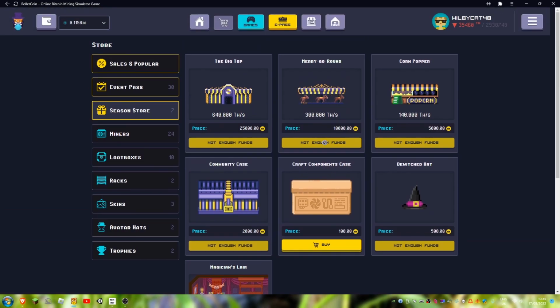I'd save up as much as you can until nearing the end of the season, and then, let's say you had 7,400 RST, you buy the corn popper, the community case, and then the craft components case 4 times, or something along those lines. Essentially you buy the most expensive thing you can and then work your way down the ladder of expensive stuff, and that's how you get the best deal.